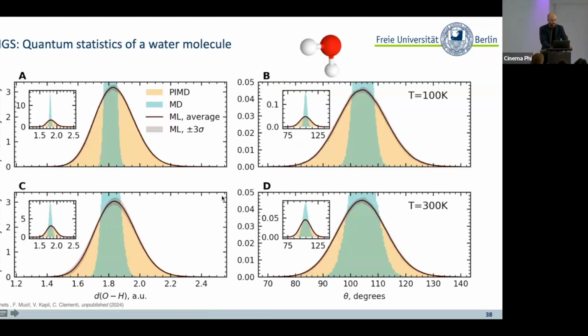So for example, in the case of a water molecule, in blue is the prediction that you have considering a classical molecular dynamic distribution. And in yellow is the correct quantum prediction that you have simulating the entire ring polymer. And in black is what you would get considering our method. So in this case, the cost is the same as the blue prediction, but the result is perfect for different distribution and also different temperature.